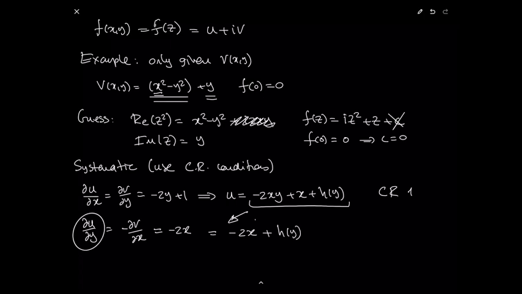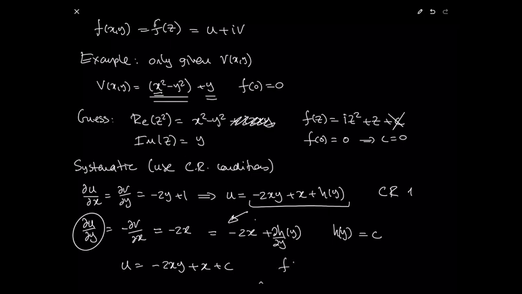Okay, which means that h of y, if we integrate, we've got dh dy equals 0, because that cancels with that and gives me 0, so we integrate it, we get a constant. Okay, and so we have that u is equal to minus 2xy plus x plus a constant.